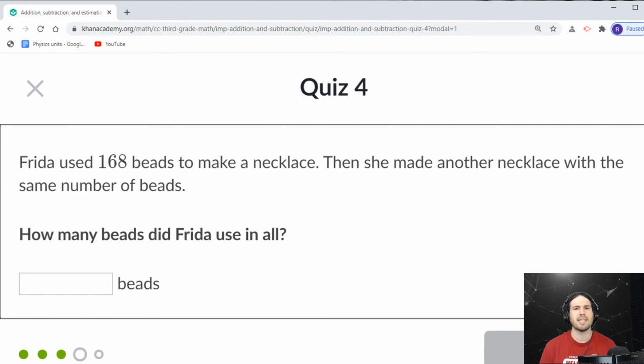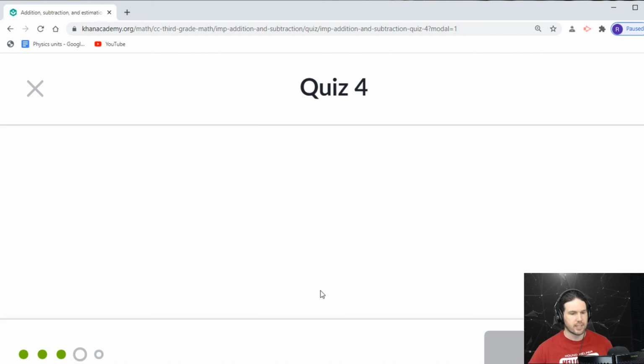Frida used 168 beads to make a necklace. Then she made another necklace with the same number of beads, so that's 168 plus 168. So let's see, how would I do that? Well, I know that 170 and 170 is 340 because 17 and 17 is 34. That's just, again, the way my mind works. I've overcounted by 4, right, because each 170 is actually 168. So 340 minus 4, 339, 338, 337, 336. Use those fingers. That's what they're for.